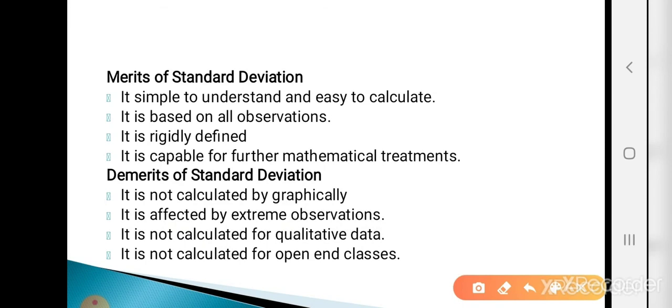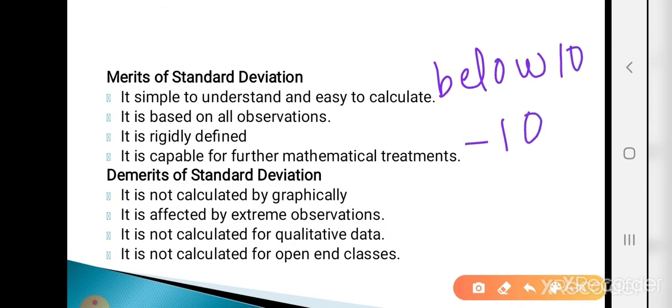Open-end classes means that in a class one of the limits is not specified, for example below 10. What is meant by below 10? 10 or less. But here the lower limit is not specified, only the upper limit is specified. But for continuous data we need the values of x, that is mid values, and we can't calculate the mid values of open-end classes. So the standard deviation is not calculated for open-end classes. So these are the merits and demerits of standard deviation. In the next lecture we will see moments. Thank you.